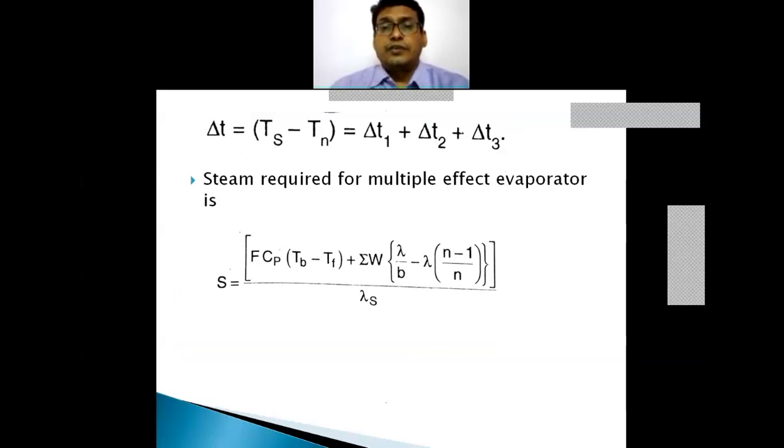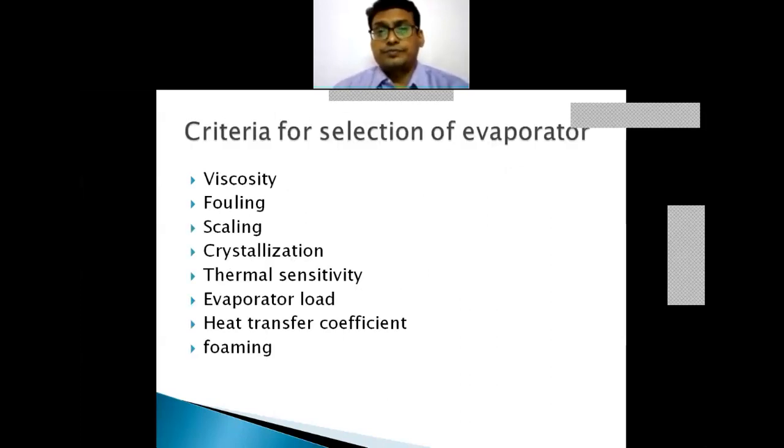Then ΔT is nothing but the difference between the steam temperature and that particular effect temperature. Tn is the temperature in that particular effect. So the steam required for multiple effect evaporation is calculated by using this formula.